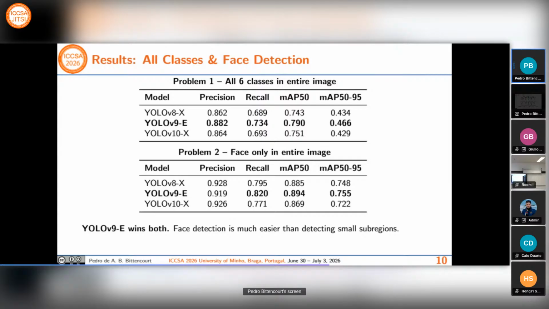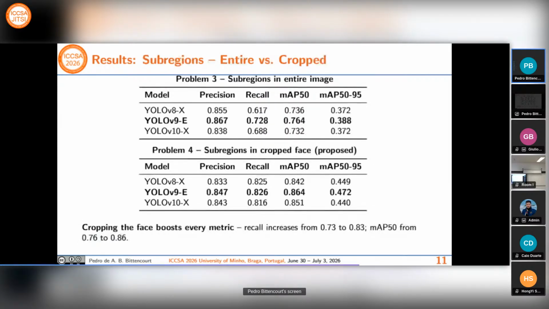Now, this is the most important comparison. The top table shows subregion detection in entire images, and the bottom table shows our proposed approach.